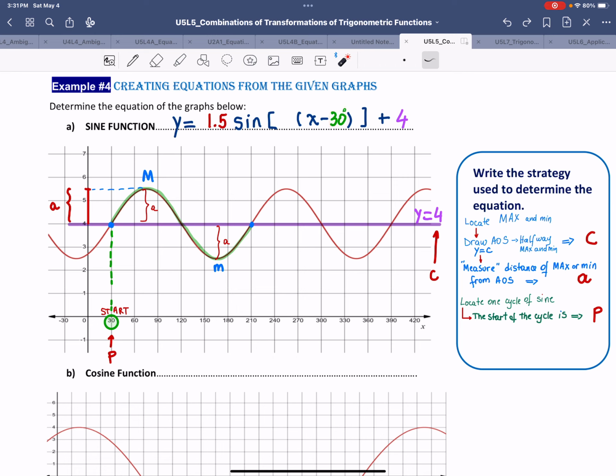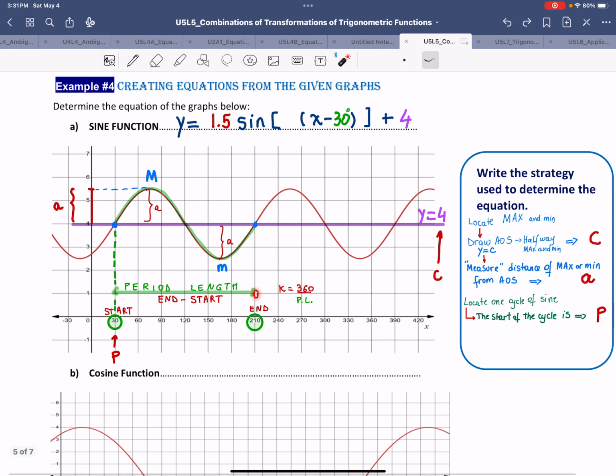So next, we will have to determine where the end point of the graph is. The reason why we need to know the start and the end is because we need to determine the period length, so how wide one cycle of the graph is. The period length of the function is simply calculated by subtracting end minus start. So from end, subtract the starting point of the graph. In our case, it seems that the period length starts at 30, ends at 210, so it's about 180 degrees. That will help us determine the coefficient k, which is the coefficient of x.